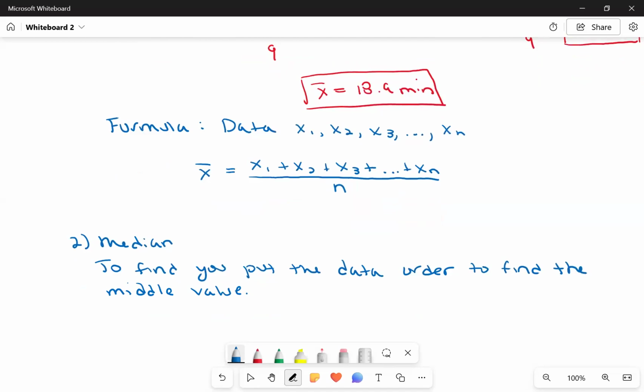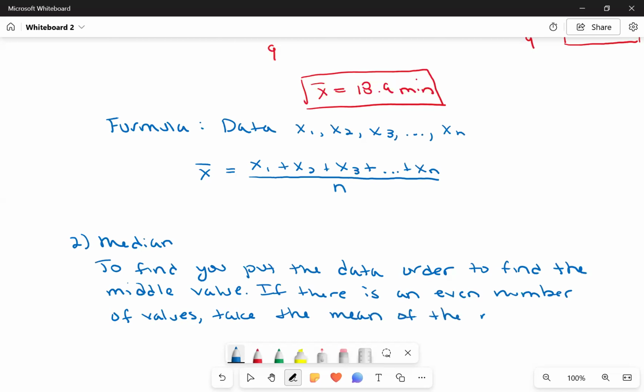Now, if you happen to be working with an even number of data values, take the middle two, or take the average. No, sorry, I won't use the word average. Take the mean of the middle two. So you take the 2 in the middle, add them together and divide by 2. That's what that means. Okay, now median is really good for data that might have an outlier.